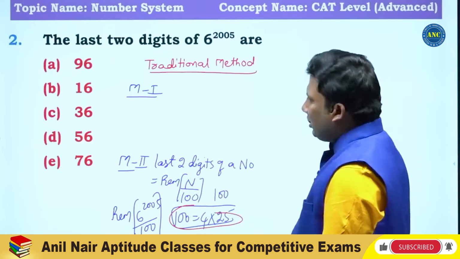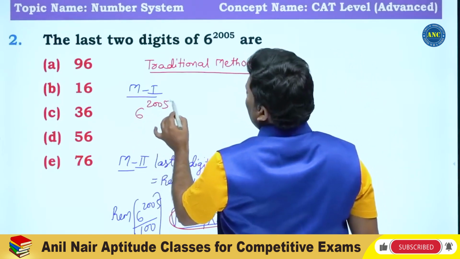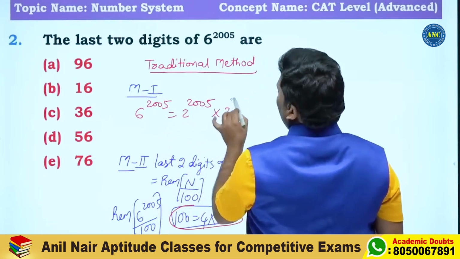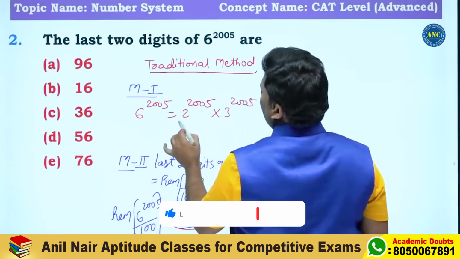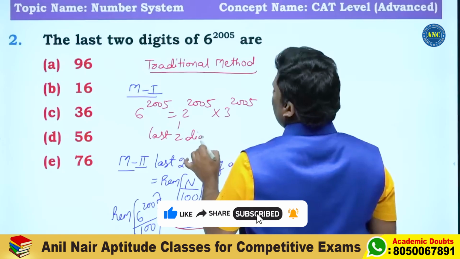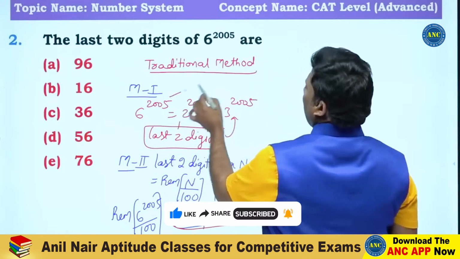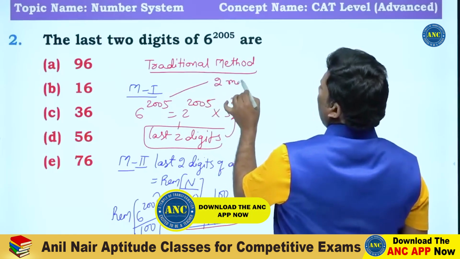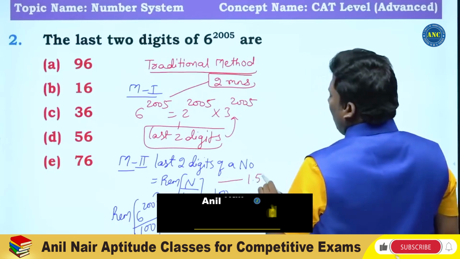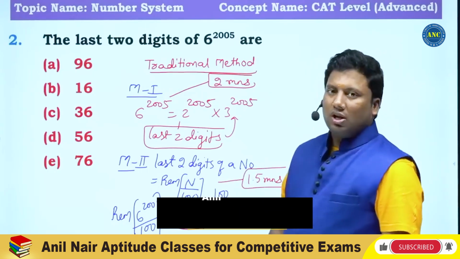The next method which they will do: 6 power 2005 they will factorize into 2 power 2005 and 3 power 2005. They will find the last two digits for 2 power 2005 and 3 power 2005 and multiply them. It takes 2 minutes to solve this question, or around 1.5 minutes.